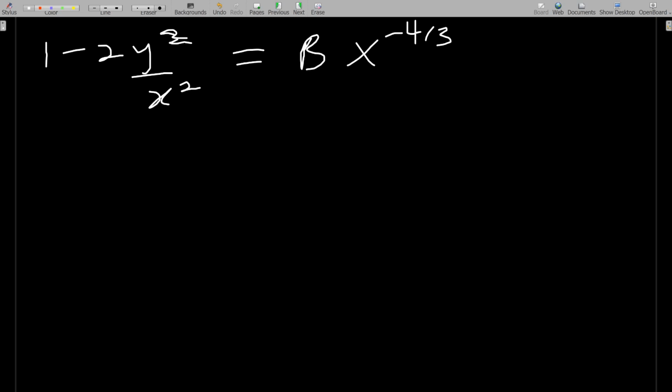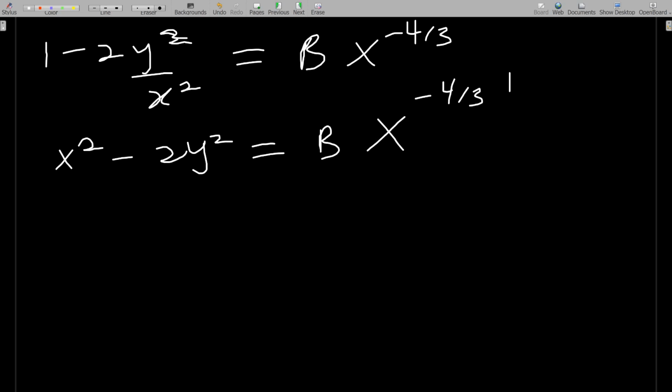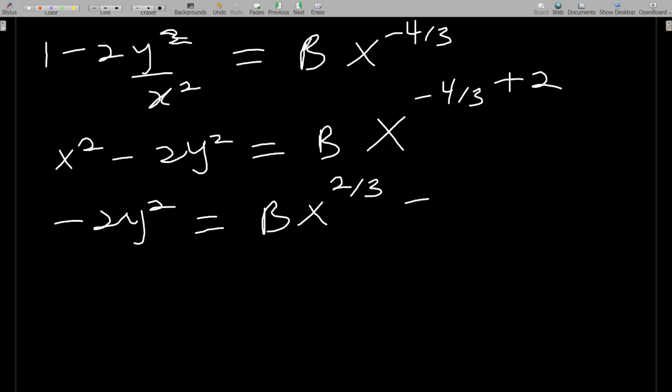Meaning that if I multiply through by x squared, I have x squared minus 2y squared being equal to b, then x squared times this. And then this will be x to the power minus 4 over 3 times x squared, and that will be plus 2, because x squared times that, we have x and x, then you add the powers. Then we'll have minus 2y squared is equal to b, then x to the power 2 over 3. Then minus x squared again. So we have 2y squared being equal to x squared. I divide through by negative 2. Let me do that quickly. Negative 2, and then I have y squared rather.